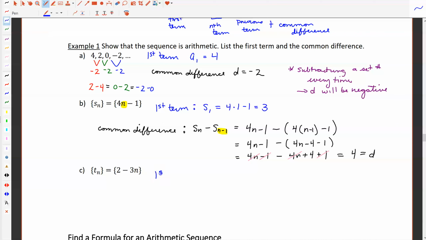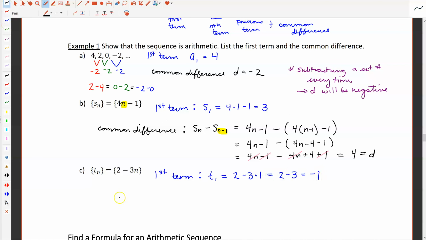All right, so let's go ahead and solve this and see if this matches what you got. For my first term, t sub 1 is going to be found by doing 2 minus 3 times 1, which is 2 minus 3, or negative 1. So there's the first term in my sequence.